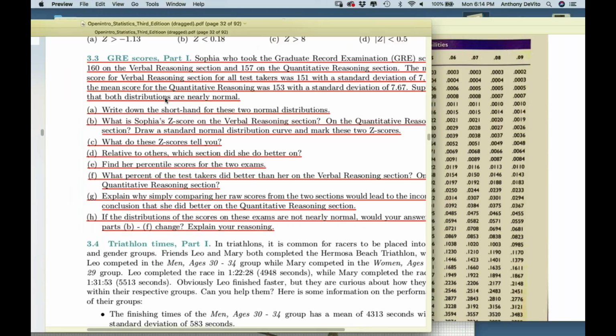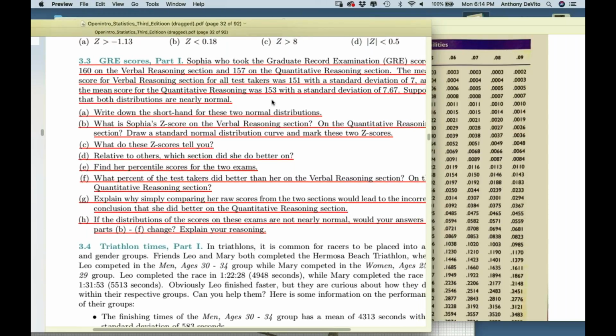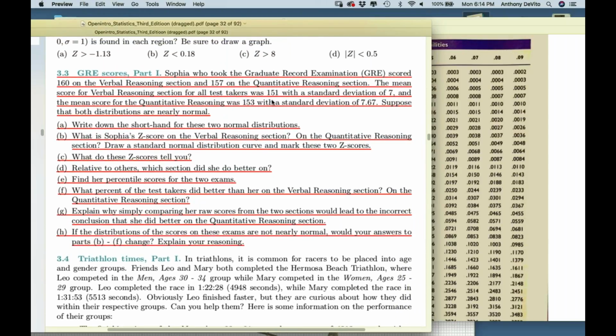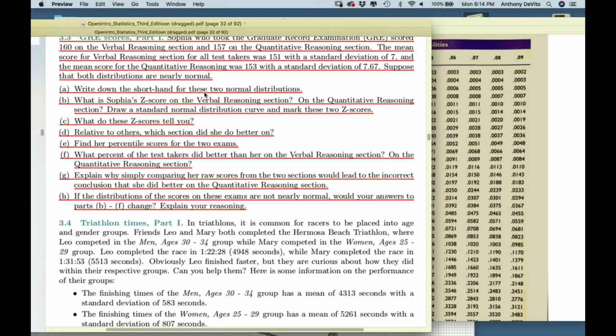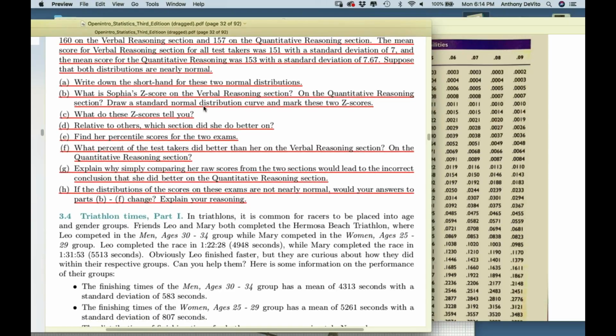They both are normal. In other words, the distribution of all the scores was normally distributed around the mean. For all test takers, 151 was the mean for the verbal reasoning, and for the quantitative, it was 153. It's normally distributed with slightly different standard deviations. Write down the shorthand for these two normal distributions. Well, I'm going to skip that because we're probably not going to be concerned about that.